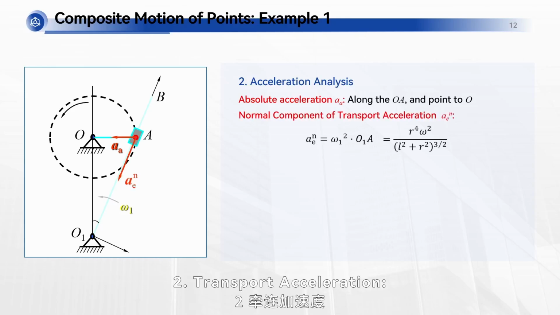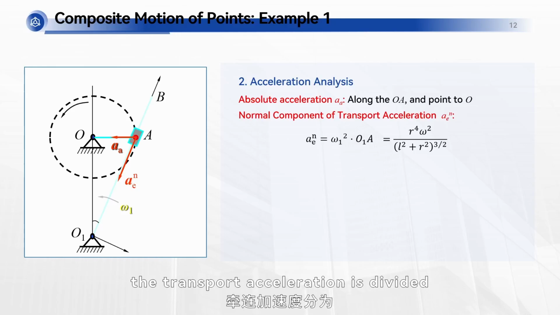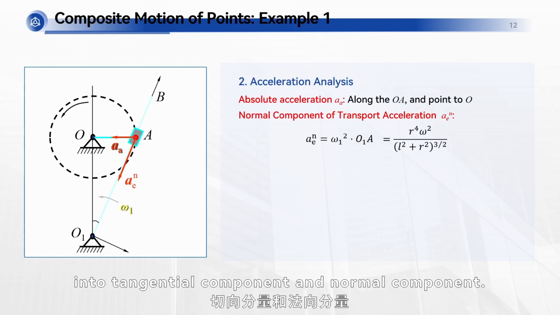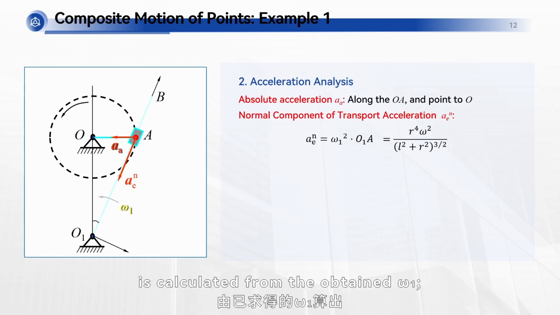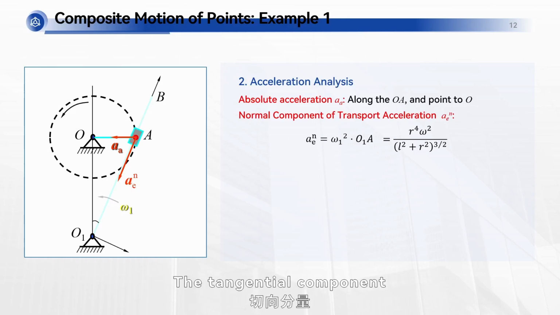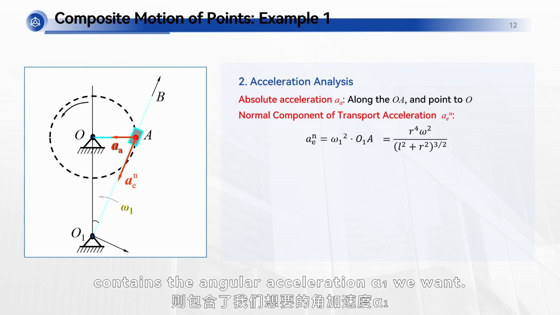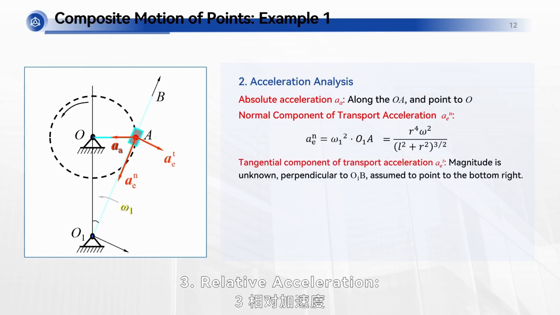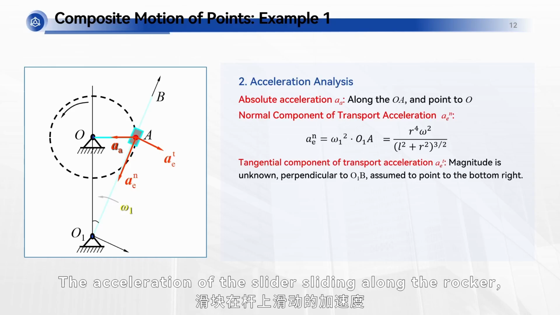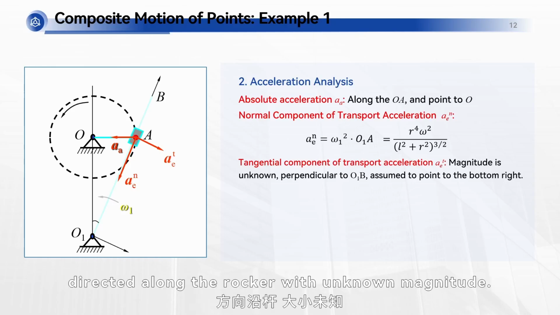2. Transport acceleration. Because the rocker is rotating, the transport acceleration is divided into tangential component and normal component, wherein the normal component is calculated from the obtained omega 1. The tangential component contains the angular acceleration alpha 1 we want. 3. Relative acceleration. The acceleration of the slider sliding along the rocker, directed along the rocker with unknown magnitude.